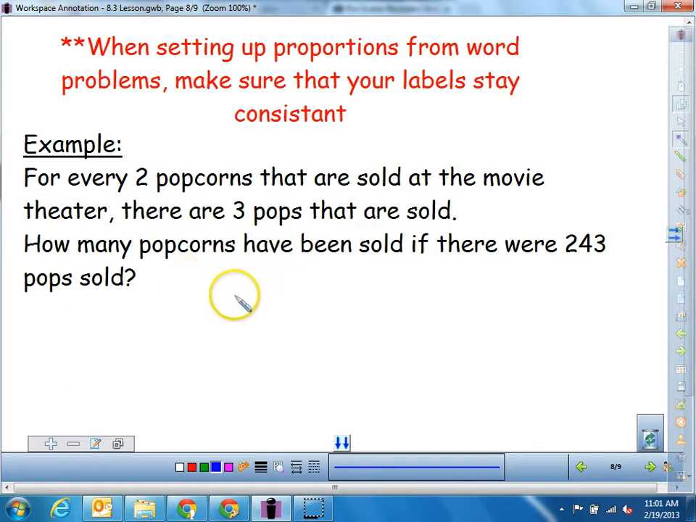So we need to set it up. We know a proportion is 2 ratios set equal to each other. My first ratio is for every 2 popcorns, and I'm just going to put a PC, there are 3 pops. Okay, this is a ratio, 2 popcorns to 3 pops. So now, where's my x going to go? What am I looking to solve? How many popcorns have been sold if there were 243 pops? So my x is going to be up here because I'm looking for popcorn.